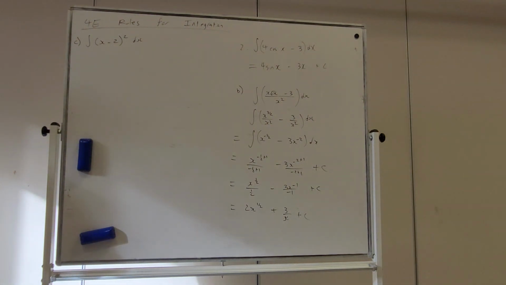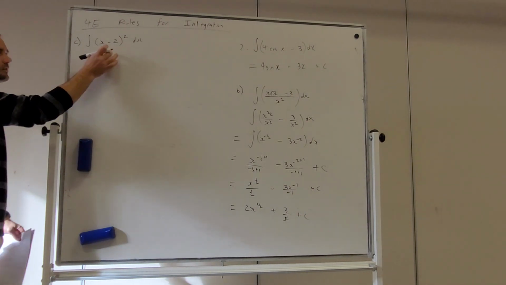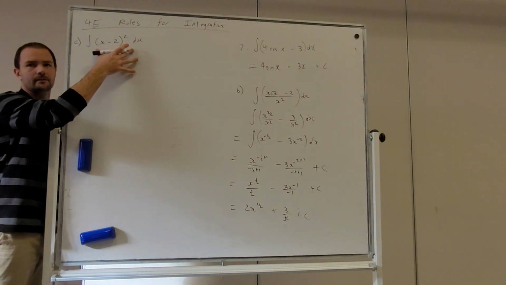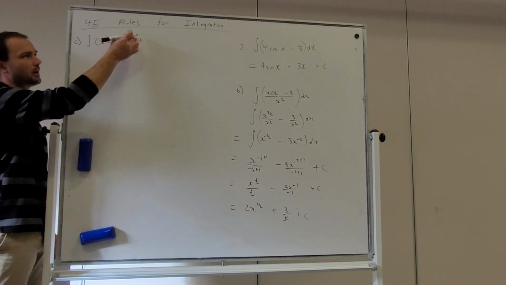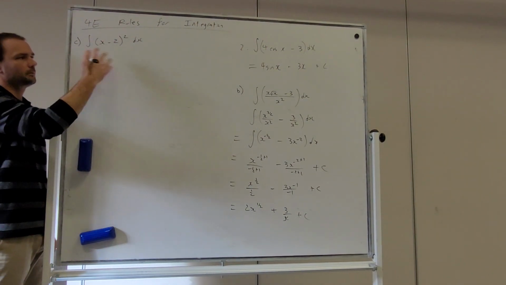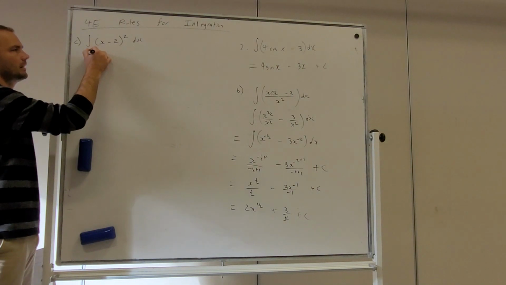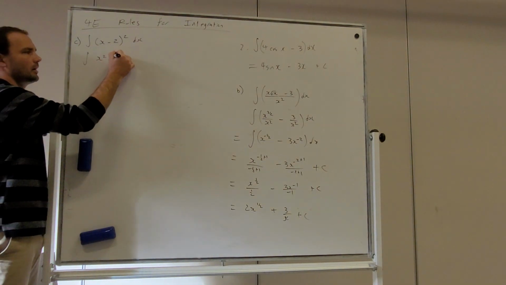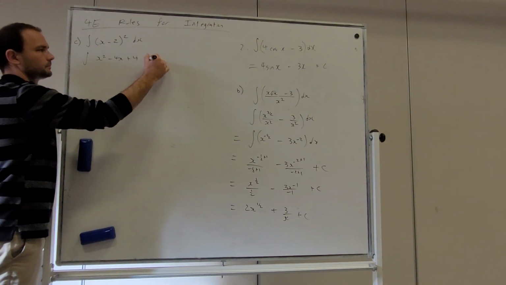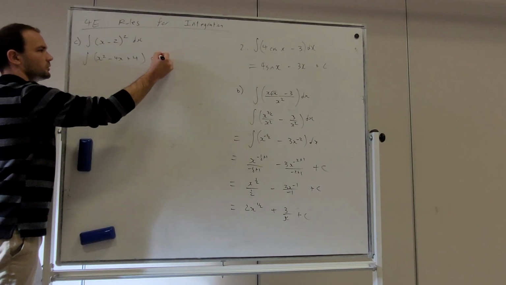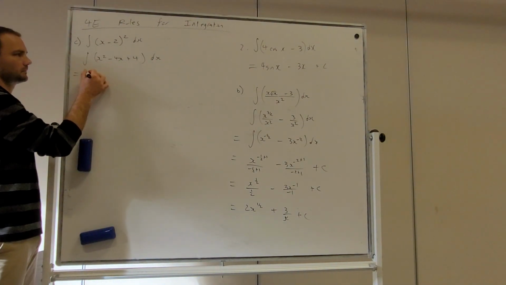Now, this one, before we can integrate it, we need to completely expand it. Okay, we need to make sure we apply the perfect square rule, and so it's fully expanded, ready for us to apply the power. So, applying the perfect square rule, that's what it expands to, and then we'll integrate.